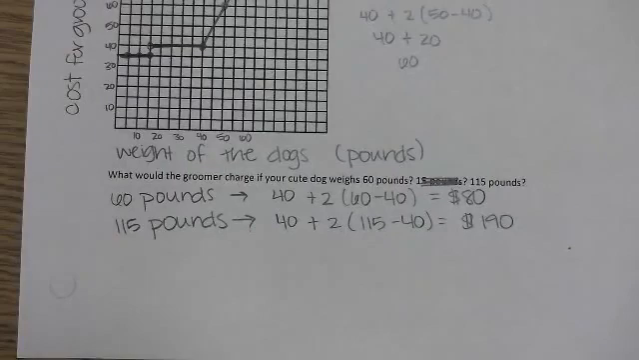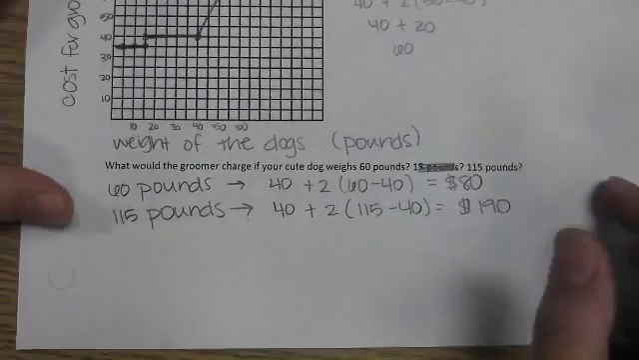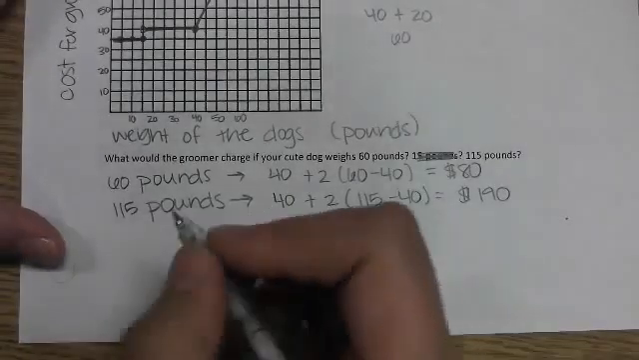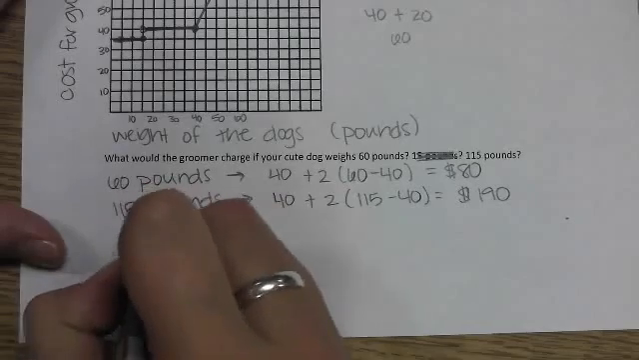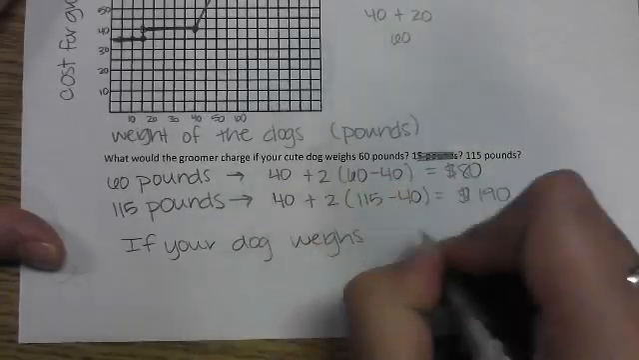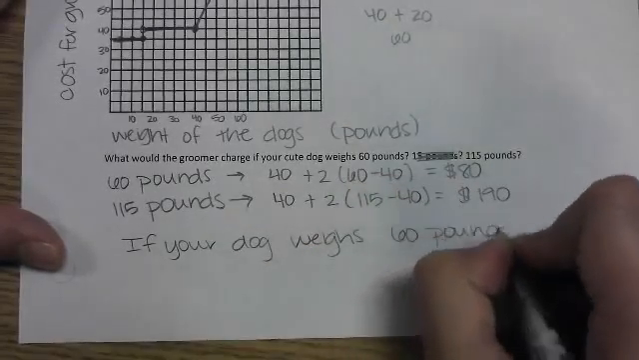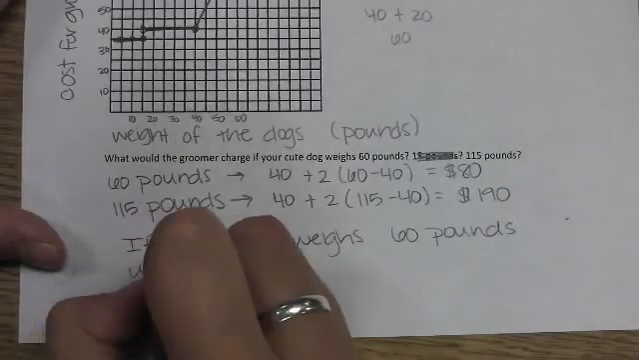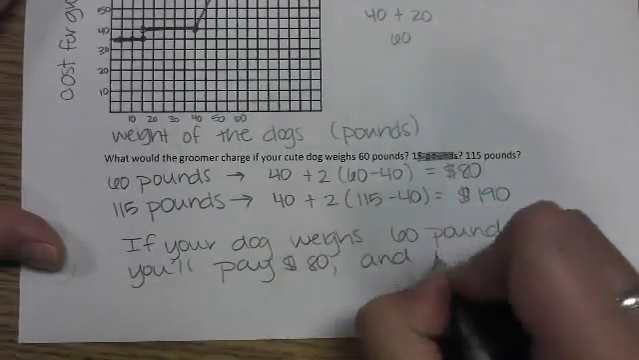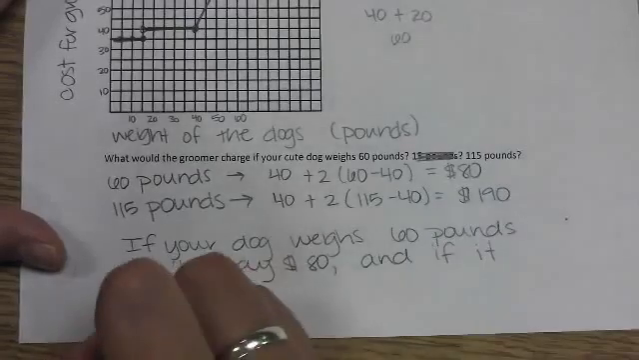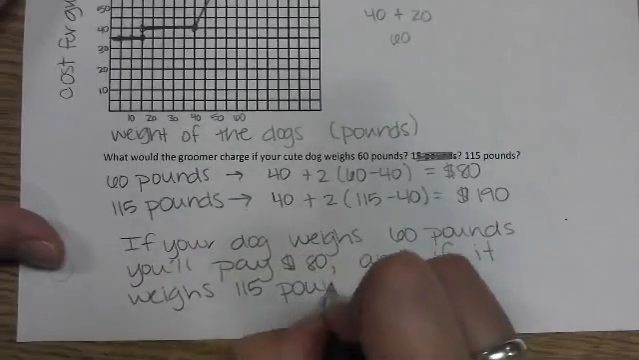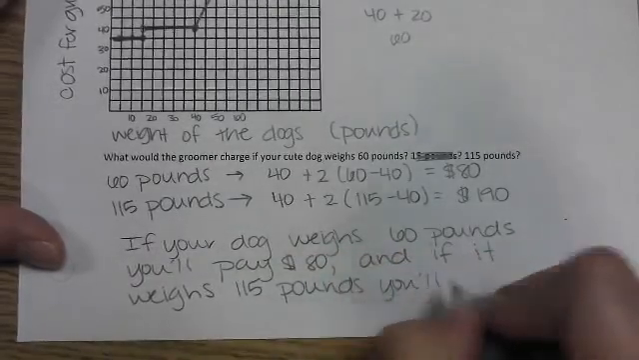And anytime we do an application problem in math, we should always write the result in a sentence that makes sense. So here I'm going to say, if your dog weighs 60 pounds, you'll pay $80. And if it weighs 115 pounds, you'll pay $190.